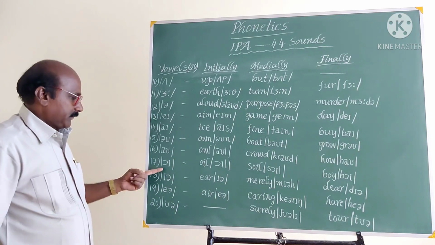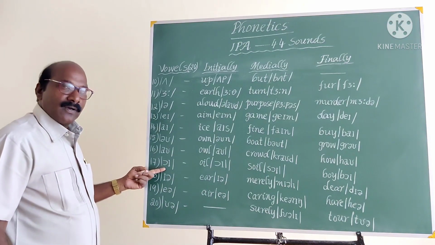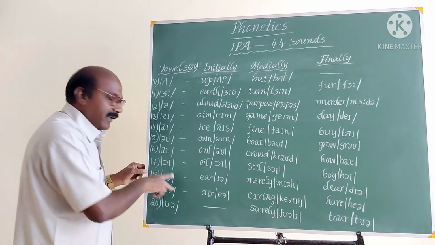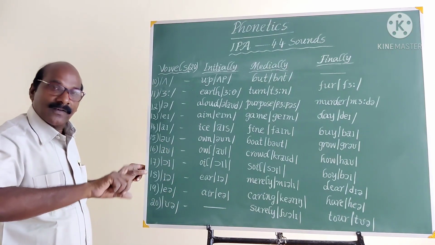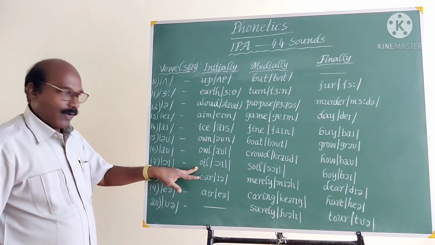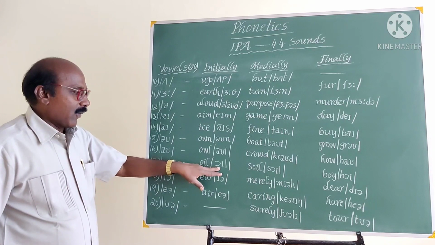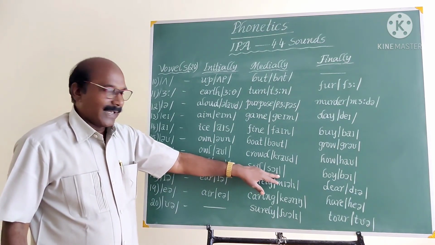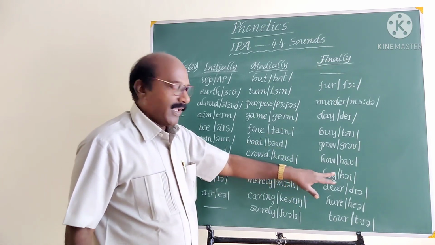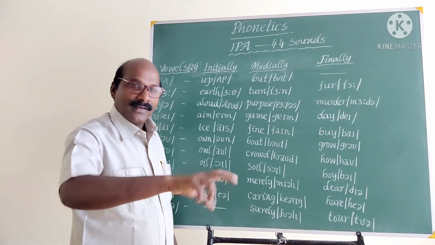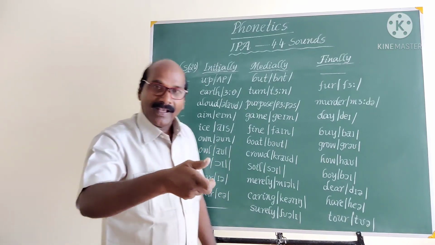And the next one, another diphthong, oi. This is O plus E. Here also there is a vowel glide, as in oil. Initially it occurs in oil, medially in soil, and finally in boy, toy, like that.